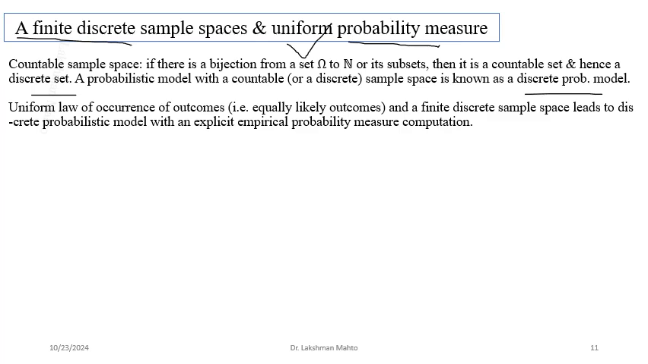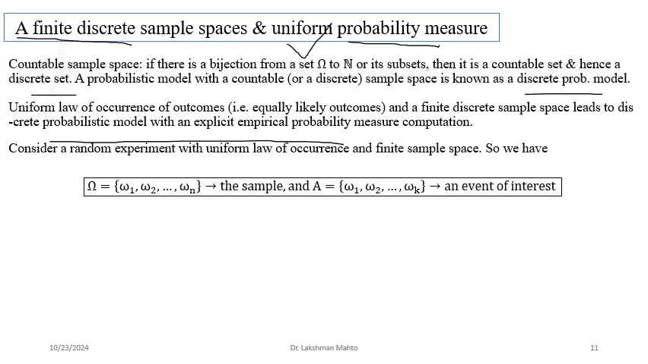Okay, so a finite discrete sample space will lead to a discrete probability model with an explicit formula for the probability measure: the number of elements in an event divided by the number of elements in the sample space. That formula we will see. That formula is only true when your sample space is a finite and discrete set. Finite means there are a finite number of outcomes. If there are infinitely many outcomes, this would not be true. So only that scenario we are going to talk about.